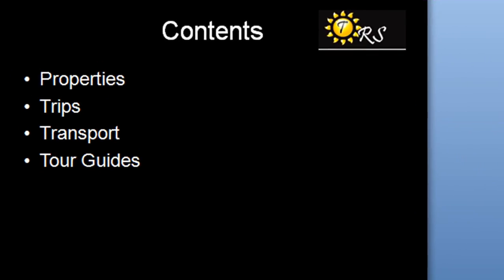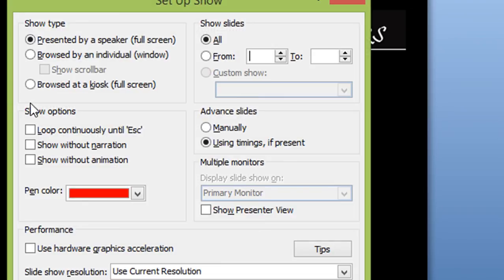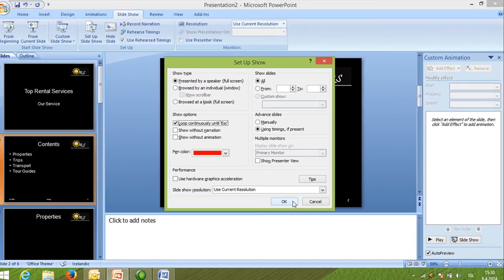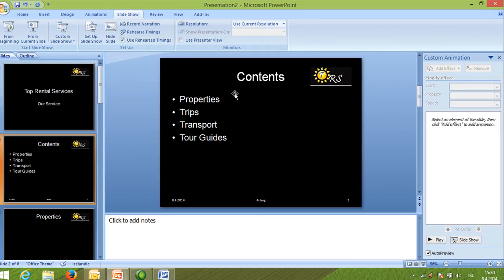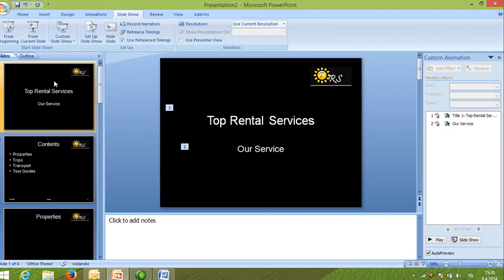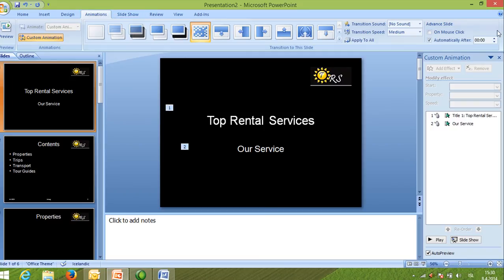Then you would have to select the tab slideshow and set up slideshow, and this option will be selected. Loop continuously until you press the escape button. Using timings if present, that means if you've changed the timings as we spoke of. And now you could save this by selecting OK. And if you have to give evidence for this in the exam, you would print screen this window, and you would also need to show the timings for each slide. And that can be done through the animation over here.